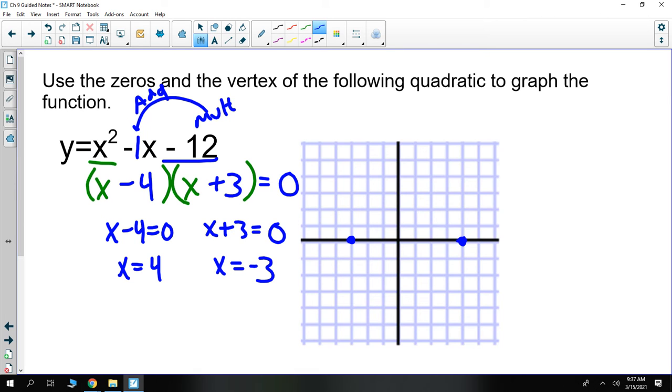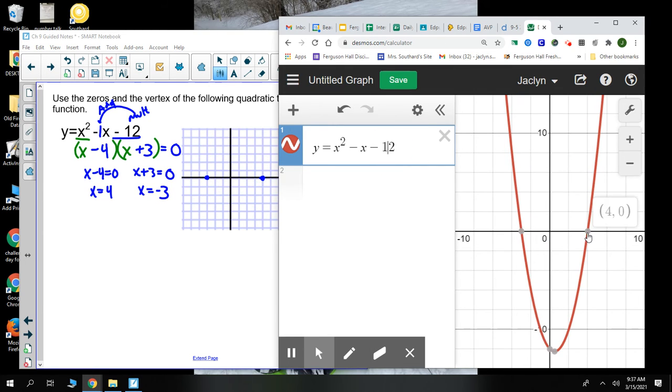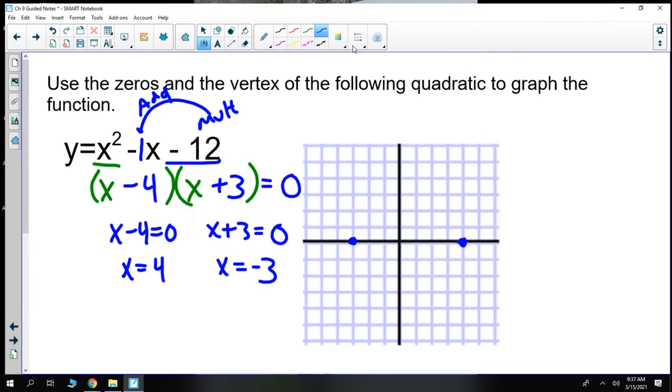Let's see if I did this correctly by typing it into Desmos. Okay, so I'm going to have y equals x squared minus x minus 12. Are my zeros 4 and negative 3? Yes, they are. And then I have a half, negative 12.25. Well, that's pretty far down there.